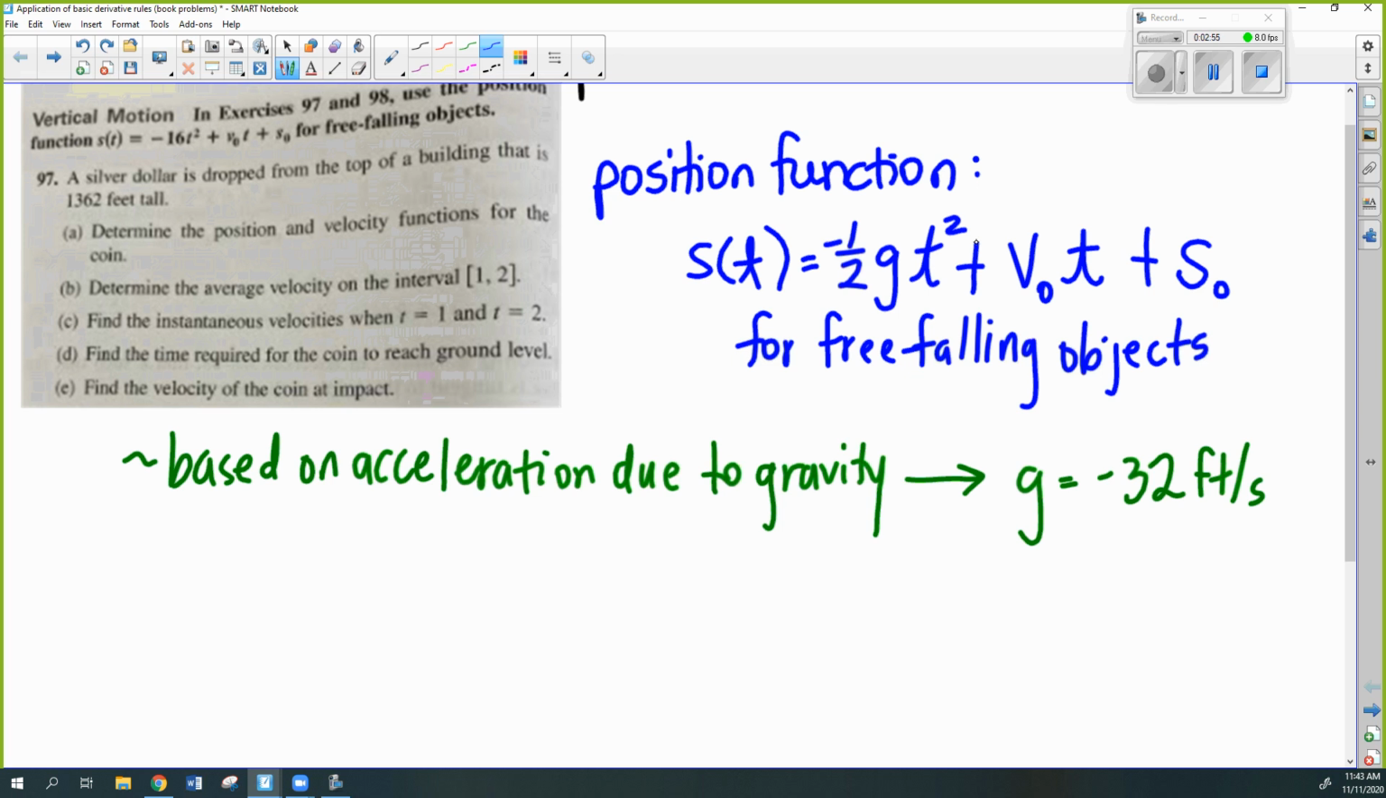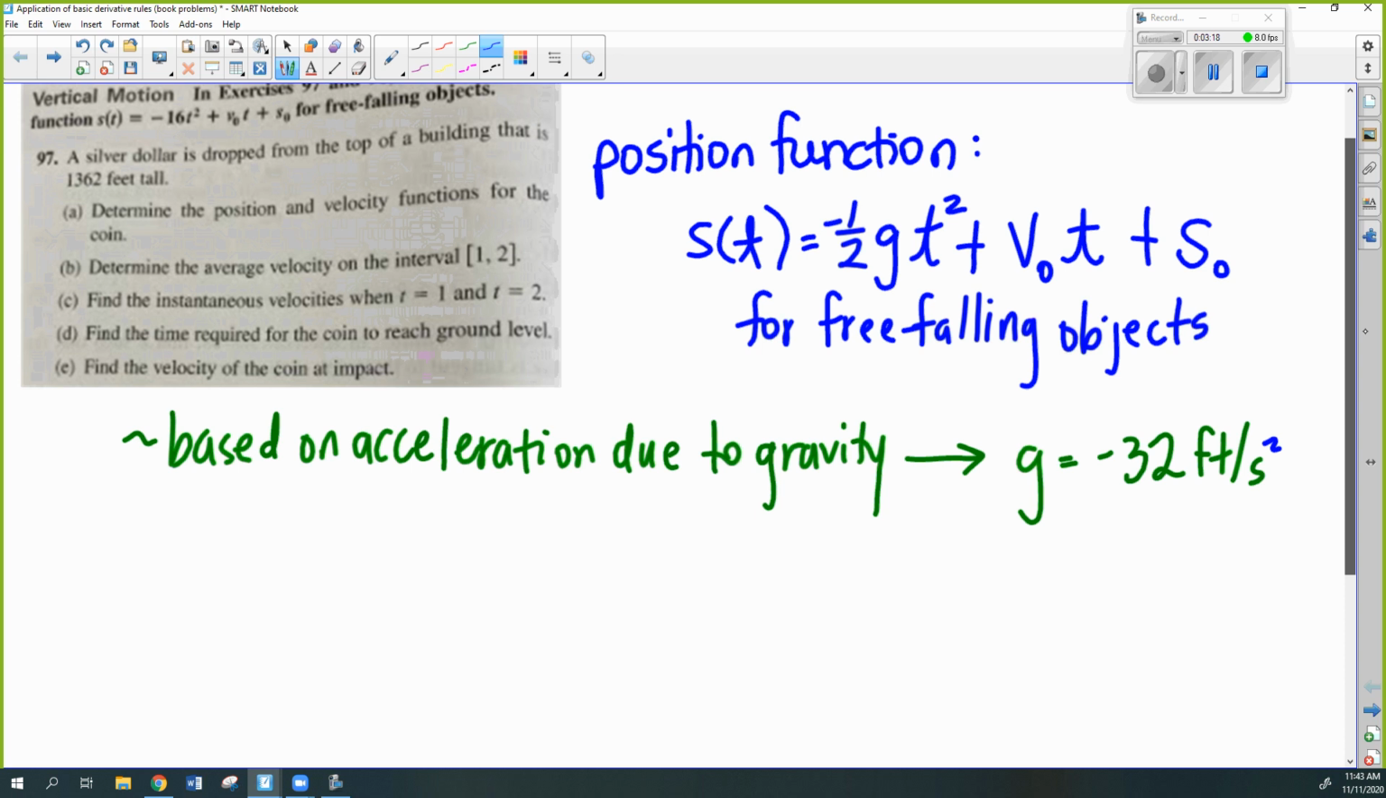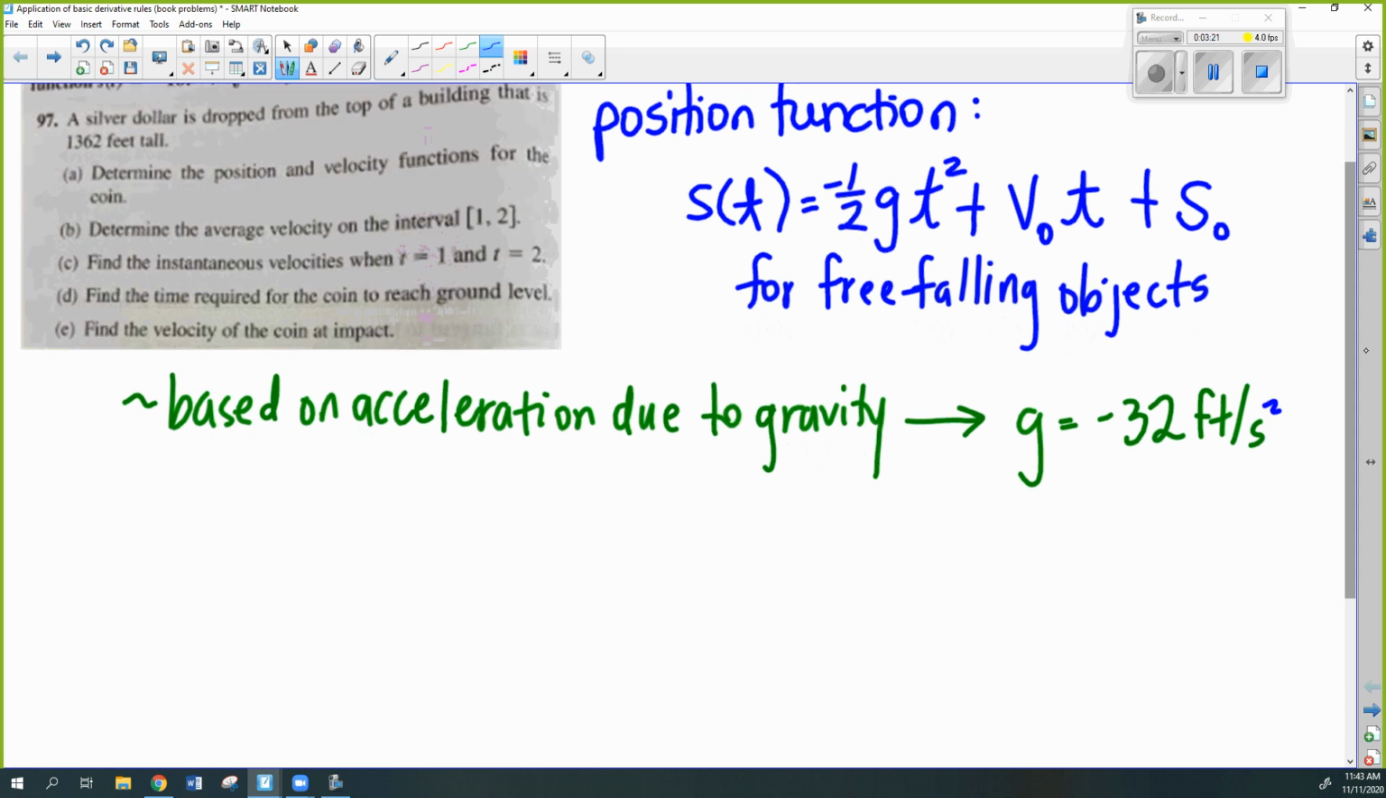So when we're talking about something, and that would be feet per second squared because it's acceleration, when we're talking about distances in feet and time in seconds, the acceleration from gravity is negative 32 feet per second squared, okay? So if I plug that in for G up here, that's how I actually get the negative 16. If gravity is in meters per second, we're going to plug in something else.